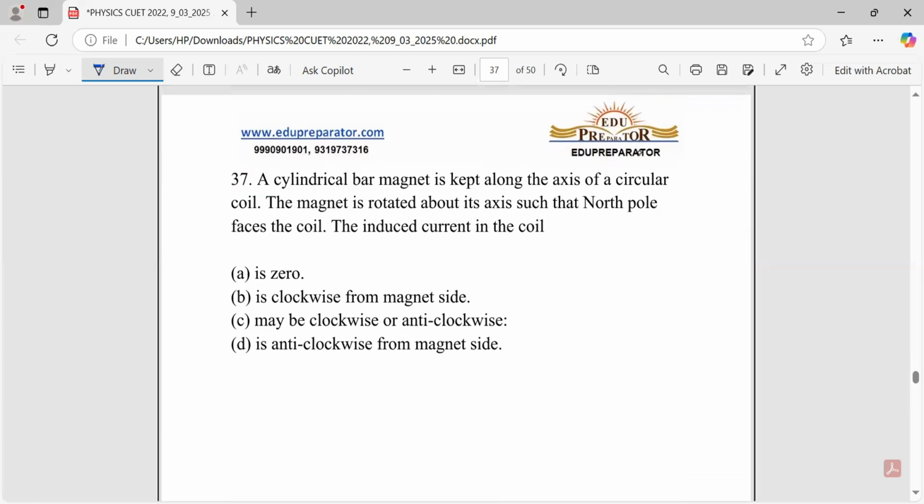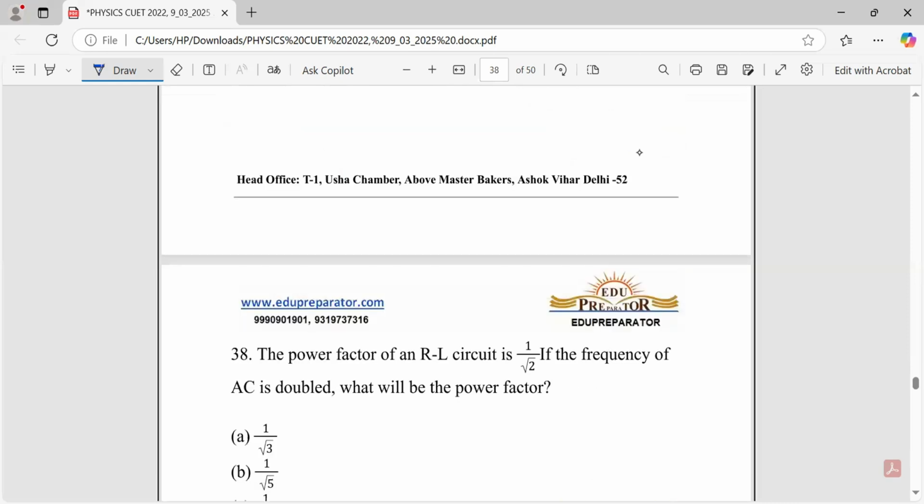37 is again, like there are number of questions here which are involving the single word which is important. See, it is rotated about the axis. Rotated about the axis means there is no change of flux. So there is no change of flux. So therefore no EMF is induced. Search the words and then proceed.